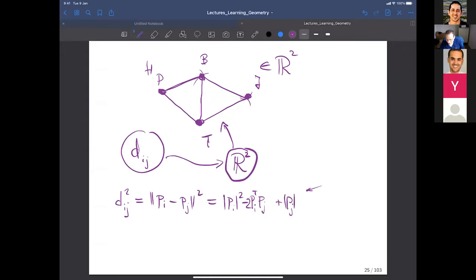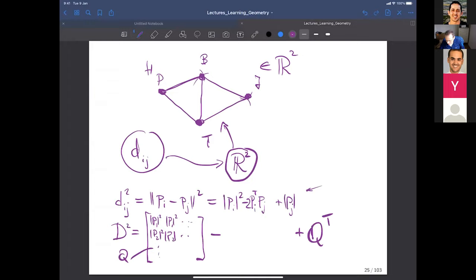Now what I will do is write the full matrix in the same manner. So it would be P1, first row, the second row would be P2, et cetera, and you know the drill. Let's call this matrix Q. And here I will have Q transpose. And here what I would have is minus 2P, so P would be a vector of all my coordinates, P transpose times P, okay?